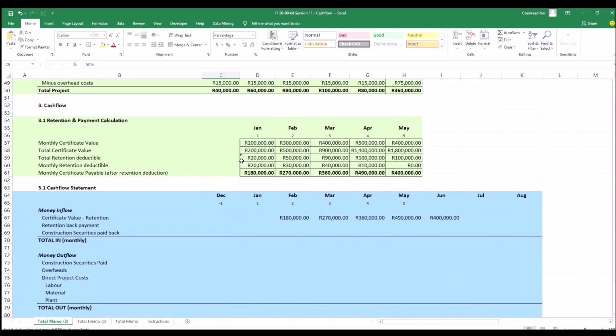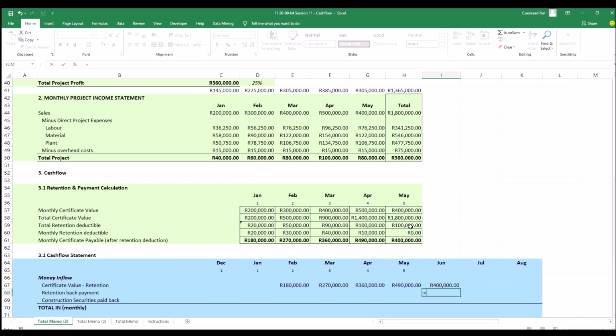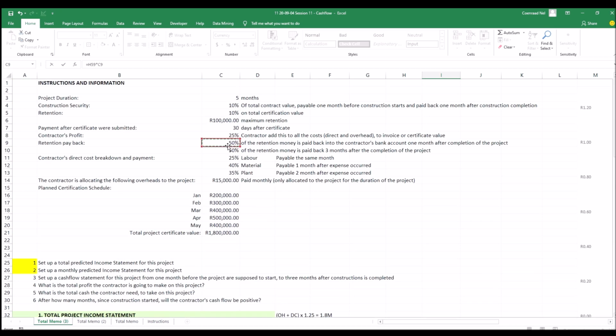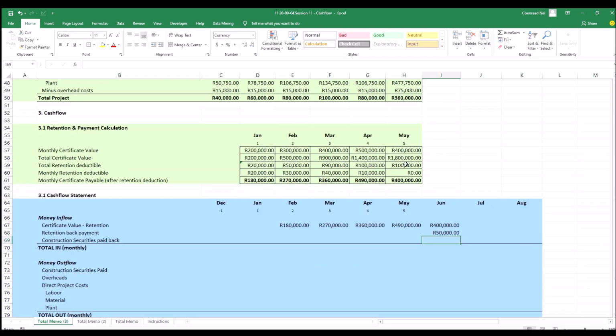When is the project complete? The project is complete in May. That means we get that first 50% at the end of June. So that would be my total retention that I've paid, which I've worked out here, so let's just use that, multiplied by my 50% that I'm going to get back. So you're going to get 50% back on the 100,000 that they took off us.